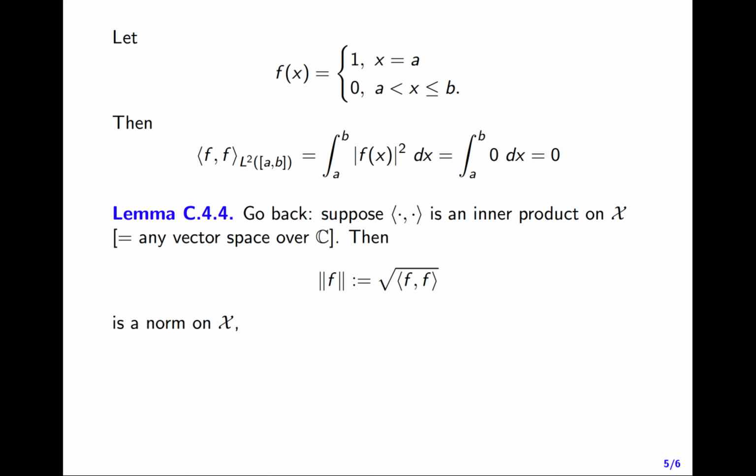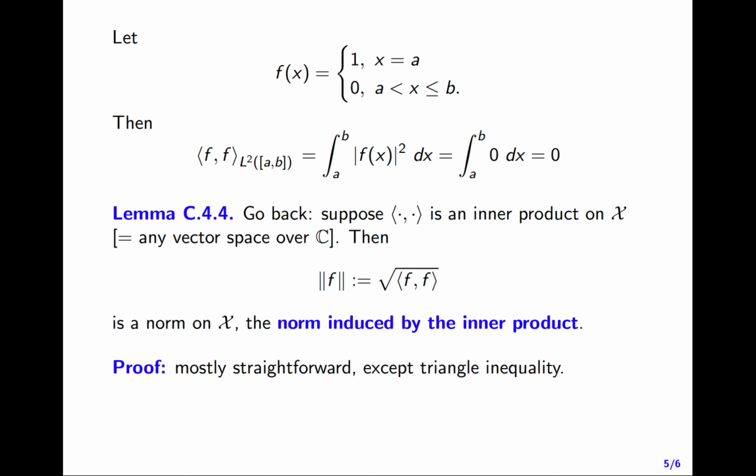In particular, we know that the inner product of f with f is always non-negative, so we can always take the square root of this non-negative real number. And we call this the norm induced by the inner product. So whenever I talk in the notes or in an exercise about a norm in connection with an inner product, you can always assume it is this one. Norm of f is the square root of the inner product of f with f.